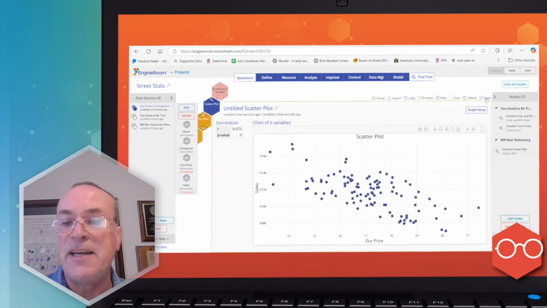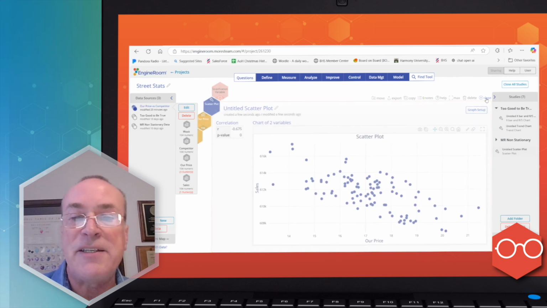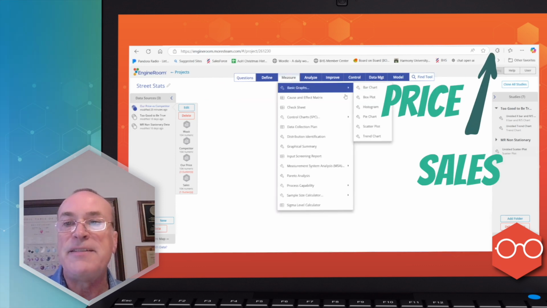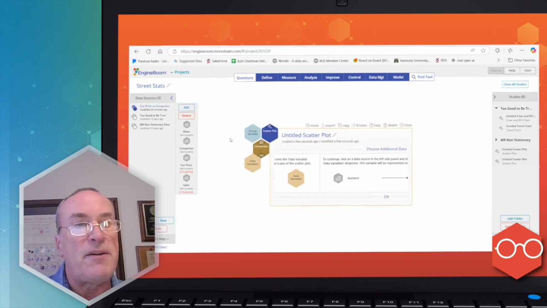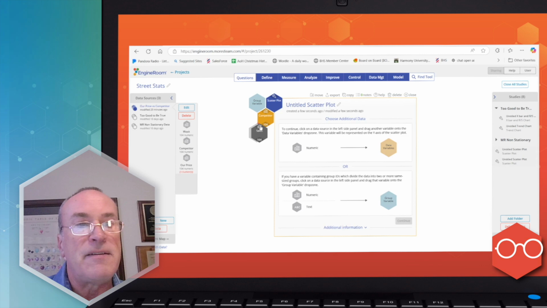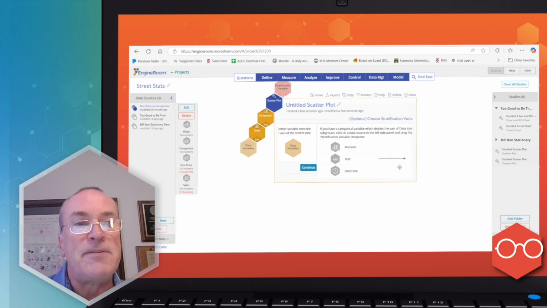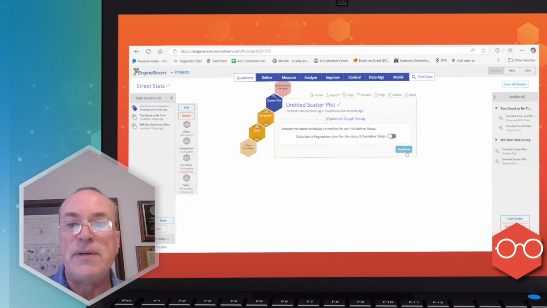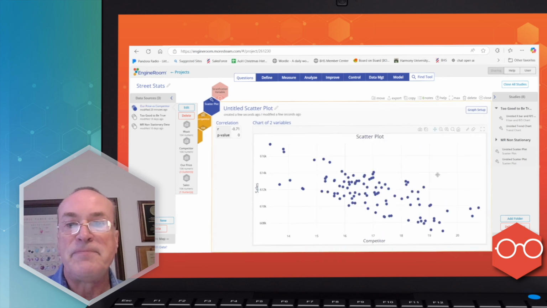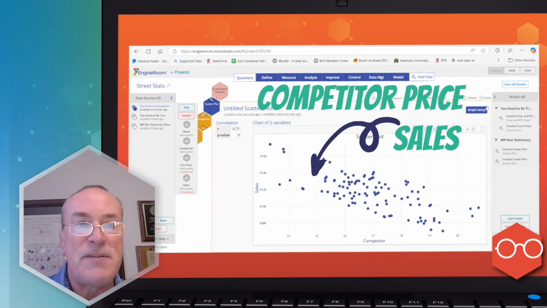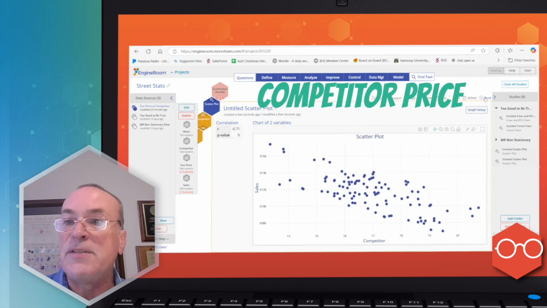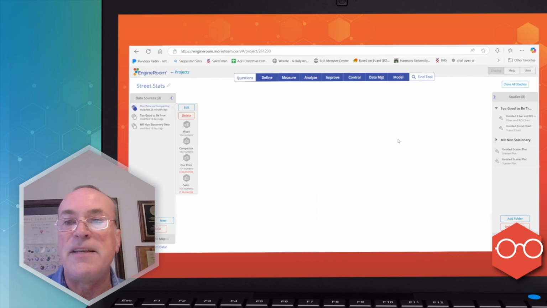So we can see that it's negatively correlated, which we would expect: as price increases, sales would go down. We can do the same thing with our competitor price and the sales. And let's see what happens. And we can see as our competitor price also goes up, sales decrease. So both of those make perfect sense.